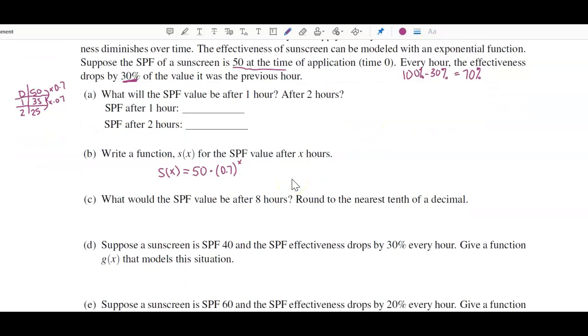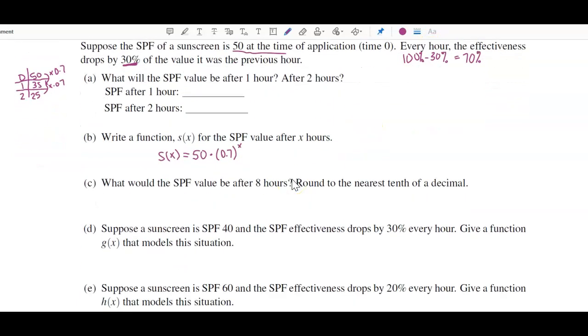Okay, and so then this is saying, what would the SPF value be after 8 hours? So let's see what that would be. This is really our x, as we said, x is our number of hours. So if I put that in there, 50 times 0.7 raised to the 8th power. Let's see, I'm just going to write it as y equals like this. And then we'll just put that into the calculator to figure out what that is.